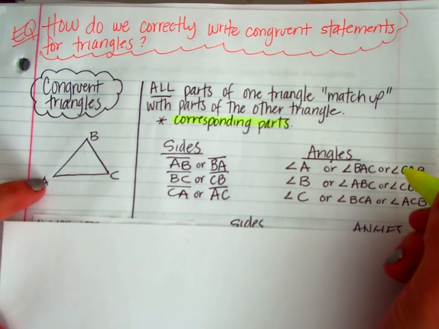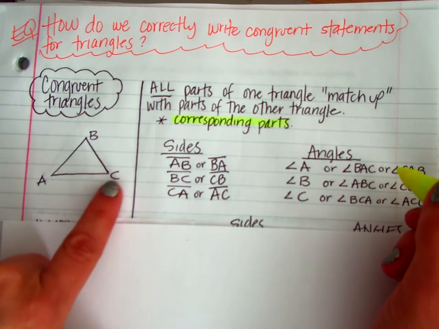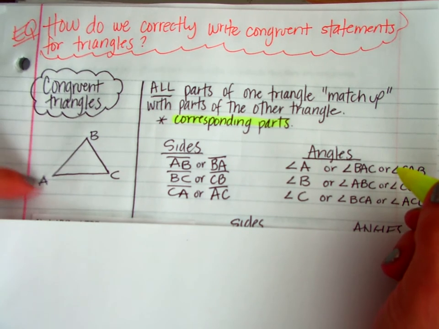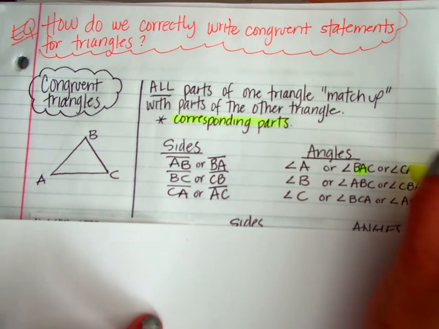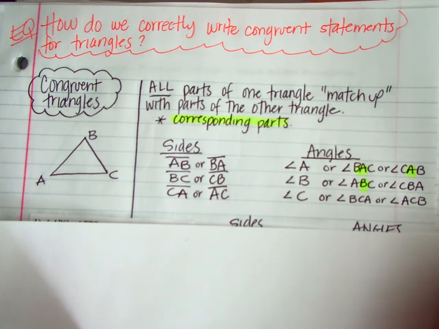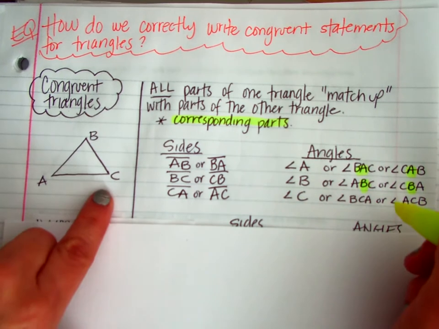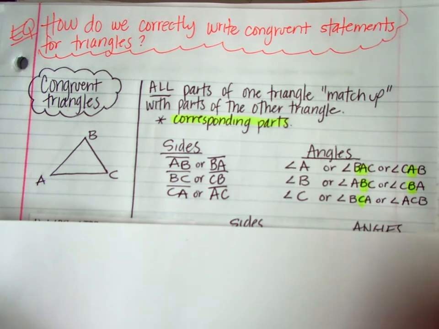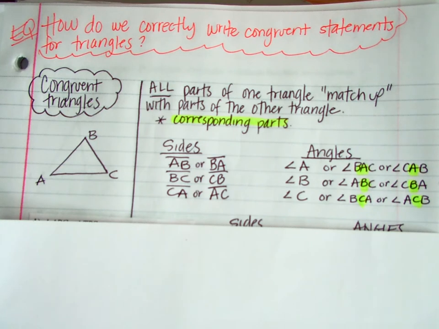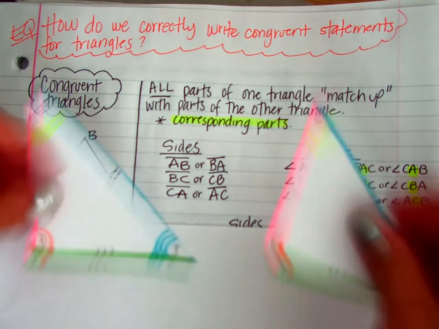So for example, for angle A, I can call it also angle BAC, or go backwards and call it angle CAB. Notice that I kept on saying A in the middle because that was the angle I was talking about. For angle B, the same thing. I can call it angle ABC or angle CBA, making sure that that B is the angle we're talking about. And for angle C, the same thing. I can call it angle BCA or angle ACB, making sure that that angle C is in the middle of those other letters.